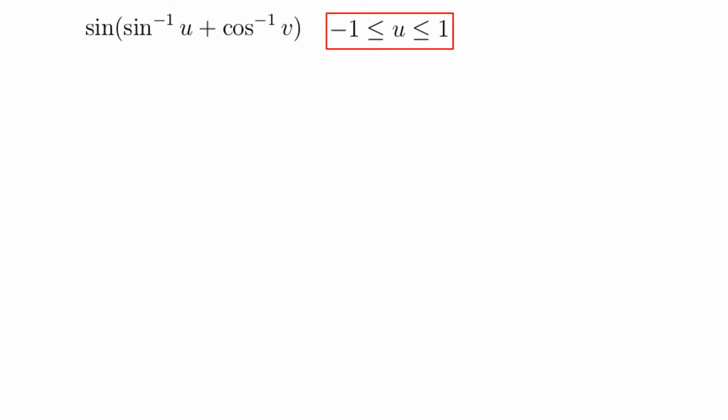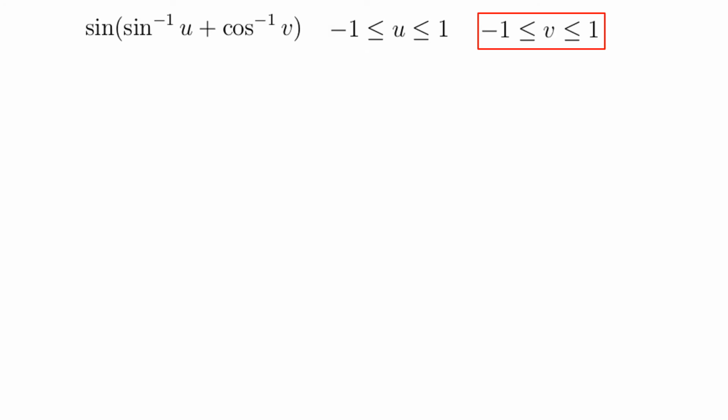The value of the inverse sine of u is restricted. u has to be between minus 1 and 1 because the sine of any angle is between minus 1 and 1. The inverse cosine of v is similarly restricted, so v is also between minus 1 and 1.